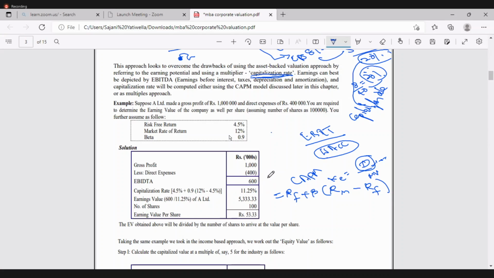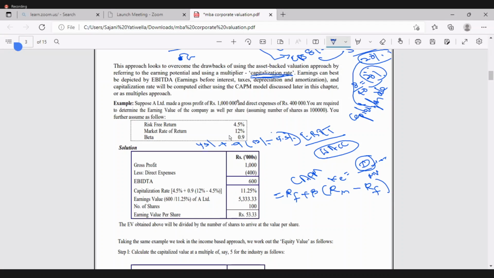Gross profit minus direct expenses, then we can estimate the operating profit here. If your operating profit is 600,000, then you can think of the company's capitalization rate. What is the capitalization rate? Equity capital model here: risk-free rate is 4.5% plus beta value. Company beta is 0.9 multiplied by market rate of 12% minus 4.5. Then the capitalization rate here is 11.25%.